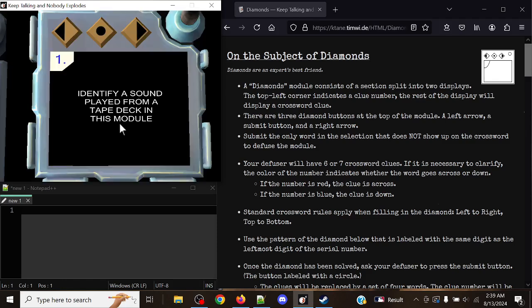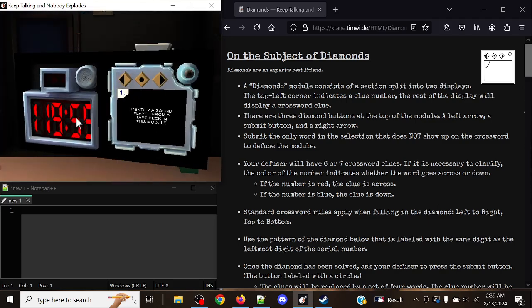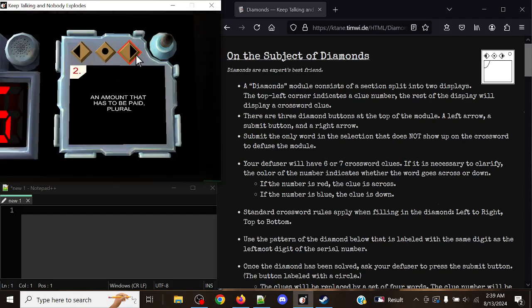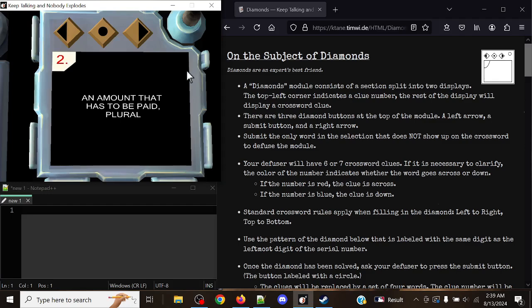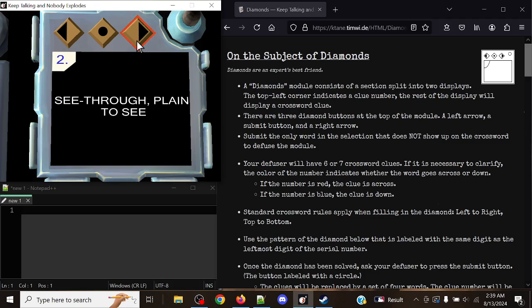Identify a sound played from a tape deck in this module. I don't even know what that means. Let's hope the other clues are pretty good. An amount that has to be paid, plural. See-through, plain to see. What you are looking to do in this module.